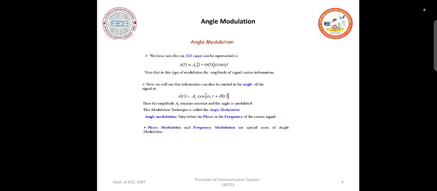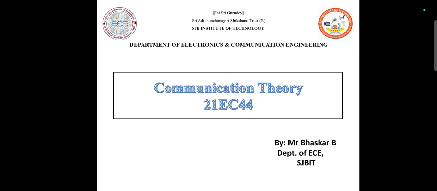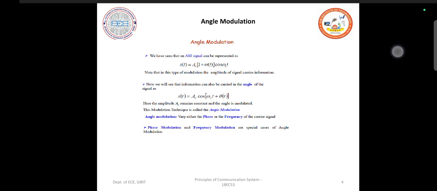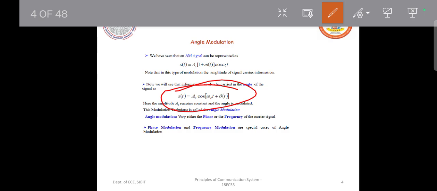Coming to the definition of angle modulation, we have already seen the AM definition: s(t) = Ac [1 + m(t)] cos(ωc t). This type of modulation changes the amplitude of the carrier. If you observe, 1 + m(t) is present before cos ωc t, which is the amplitude part. Now when you put the variation in the angle of the carrier, it obviously comes within the cos, as you can see in the next equation: s(t) = Ac cos(ωc t + θ(t)). The amplitude remains constant, but the angle is getting modulated. Such a technique is called angle modulation.